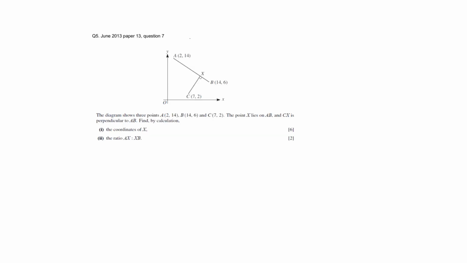Alright, in this question the diagram shows 3 points A, B, C. The point X lies on AB and CX is perpendicular to AB. So CX can be seen perpendicular to AB. Find by calculation the coordinates of X. This is your coordinate of X, and this line CX is not a perpendicular bisector. If this would have been a perpendicular bisector, then only X would have been a midpoint. So you need to evaluate the X coordinate.